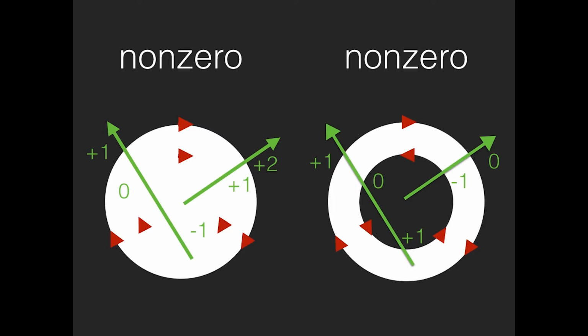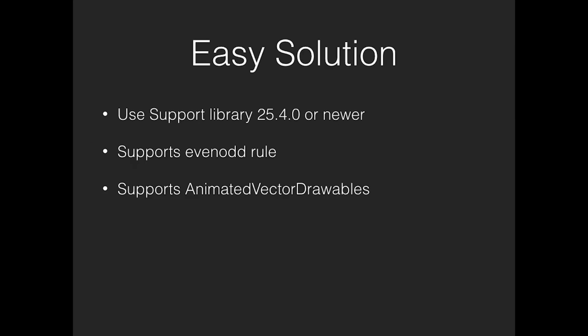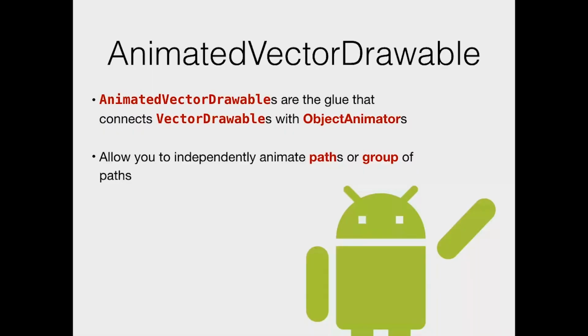So that's the hard solution. What's the easy one? We use the support library. If you use support library version 25.4 and newer, it adds support for the even-odd rule, as well as backporting animated vector drawables all the way back to Ice Cream Sandwich. And speaking of animated vector drawables, they allowed you to take vector drawables and make them animatable. What that means is that you can assign each element or each path or a group of paths a unique name, and then the animated vector drawable can map that to object animators.